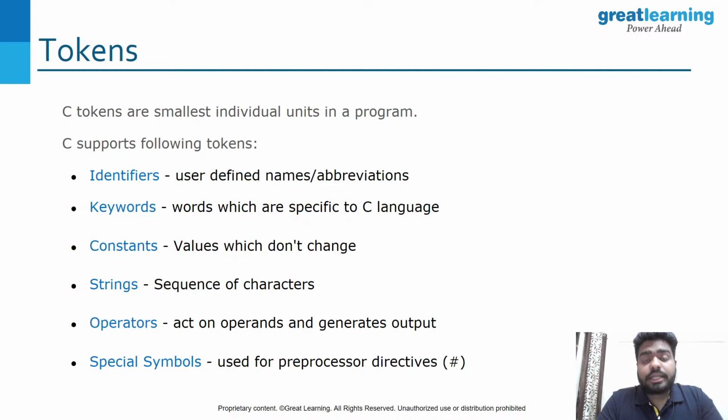Keywords. What are keywords? These keywords are those words which are given by the C programming language. Keywords are not our words. Keywords are C programming language words. So if you're thinking that main is a keyword, yes, main is a keyword, because it is given by the C programming language. Like that, all the data types, int, float, double, string, char, these are all nothing but keywords, also called predefined keywords.